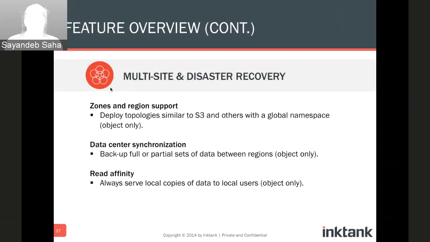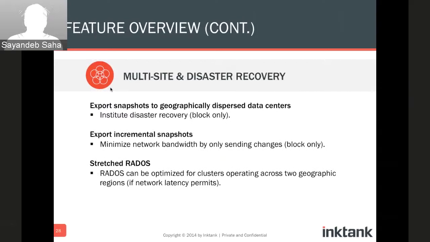Read affinity is similar to what Gluster offers via NUFA, where if you want, you can read from the storage node that's closer to you, as opposed to reading it across the network from another data center. So again, similar feature set.